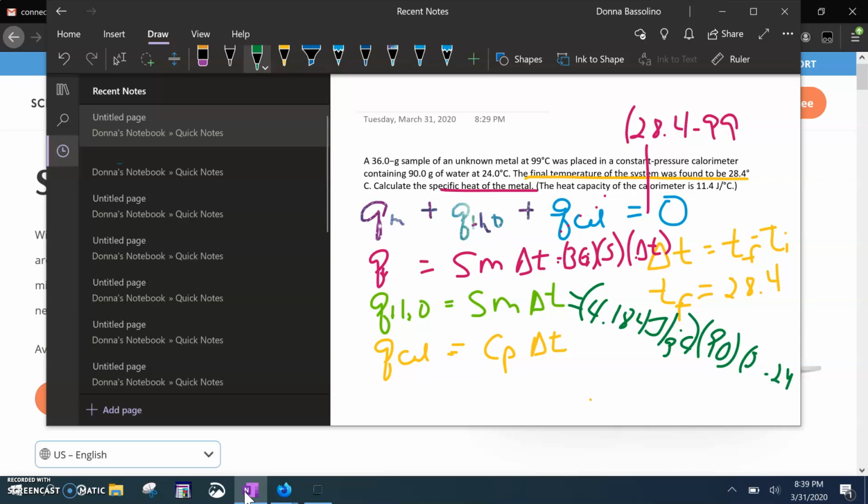We'll write the 8. Okay, so you know what that is. And then the final is this, the heat capacity in the yellow here is now 11.4. And you can see that that one doesn't have grams in it because the calorimeter doesn't have grams, times the delta T again. And delta T is the 28.4 because the final temperature is always the same, minus the initial temperature. And the initial temperature of the calorimeter is the same as the initial temperature of the water. So that's also minus 24.